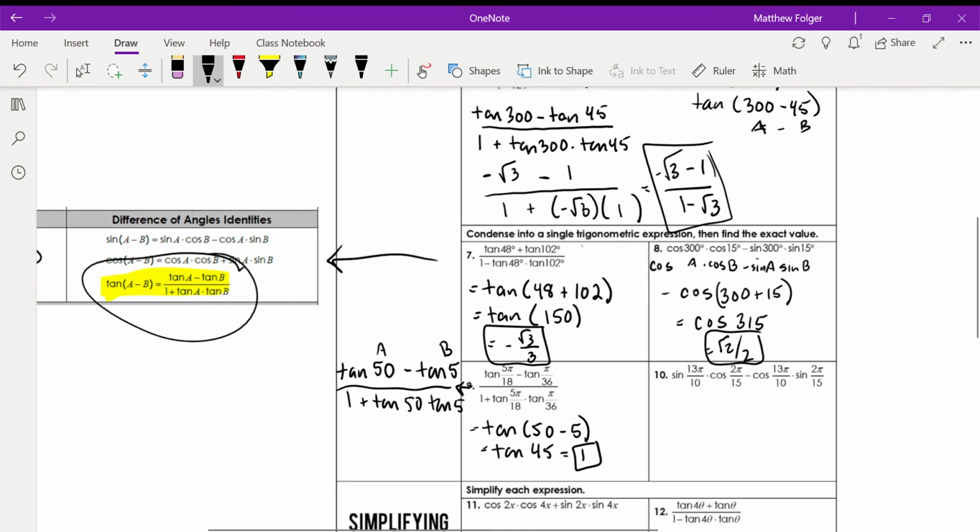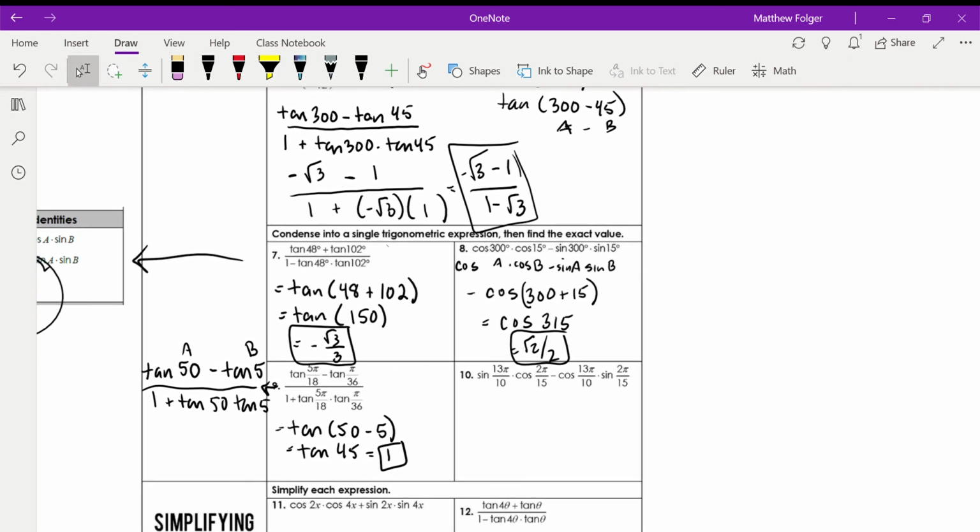All right, last one, same idea. Let's turn these into degrees. Sine of 13 times 180 over 10 is 234. That's a weird number. Cos 2 times 180 over 15 plus 24, or cos 24. Well, there are some weird numbers there. Cos 234, sine 24.